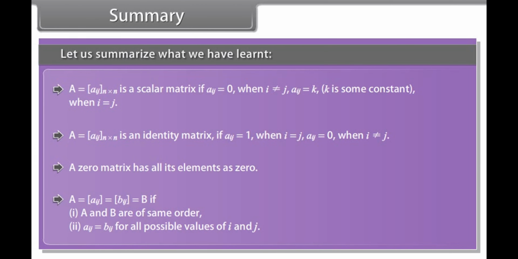A = [a_ij] is equal to B = [b_ij] if A and B are of the same order, and a_ij is equal to b_ij for all possible values of i and j.